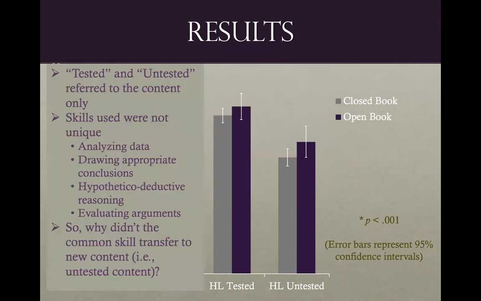First of all, tested and untested refers only to the content, like genetic drift versus gene flow, or natural selection versus mutation. The skills that were used in tested and untested questions were not unique: analyzing data, drawing conclusions, hypothetical deductive reasoning, evaluating arguments. So it's interesting that, if they've got the skill and they get the skill better when they're tested on it in a previous situation, why can't they transfer that to untested content since the skill is the same?